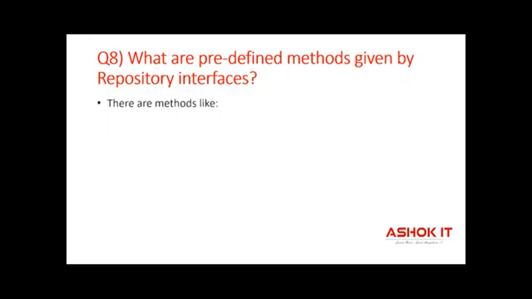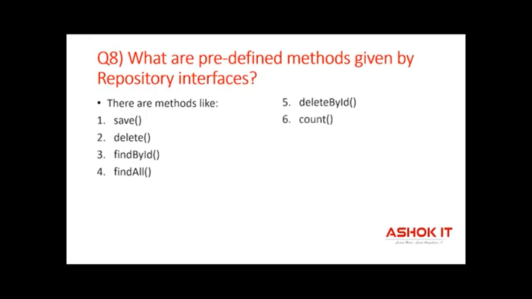You see some set of methods I'm giving. Save. This method behaves like either insert or update. Find by ID to fetch one row of data as an object based on the primary key. Find all to fetch all the DB records. Delete by ID to delete one record based on the primary key. Count to know how many records are present in the database table. Exists by ID, whether the given ID exists or not. It returns Boolean. Find all with sorting. Find all with pageable. These are a few methods I gave, even there are a lot.